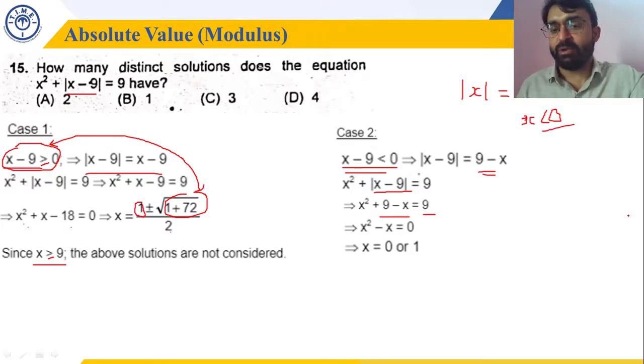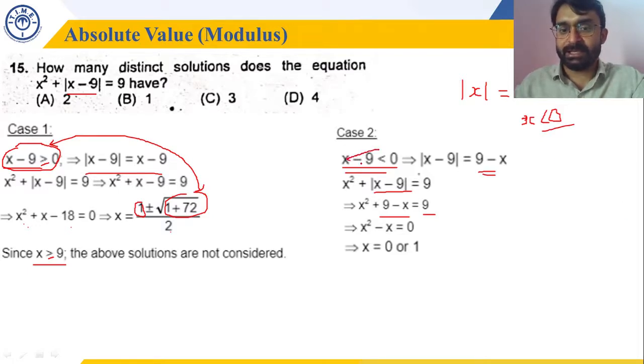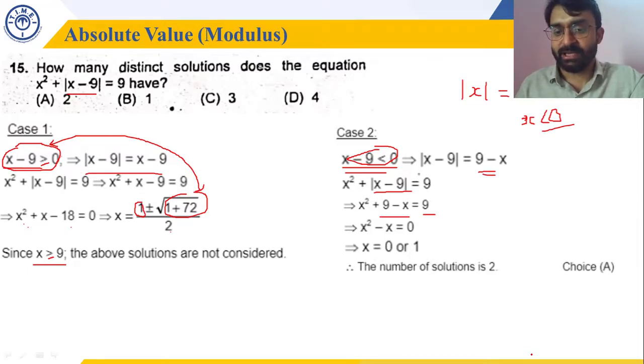Fine. But I'm looking for x which is less than 9. And both the values of x, 0 and 1, are less than 9. So that means the number of solutions for the equation is 2. x can take 0 or x can take 1. And this is generated in case 2 when x minus 9 is less than 0. Answer choice is A.